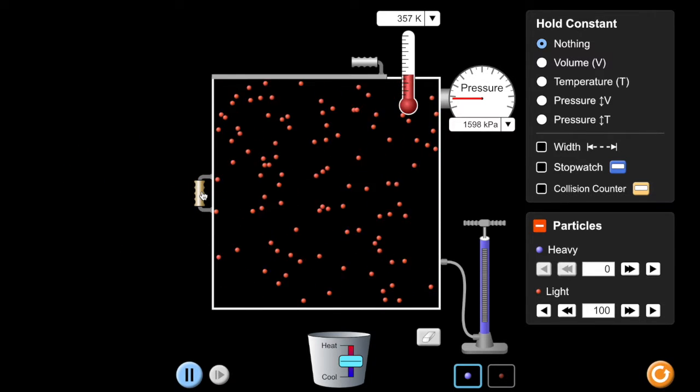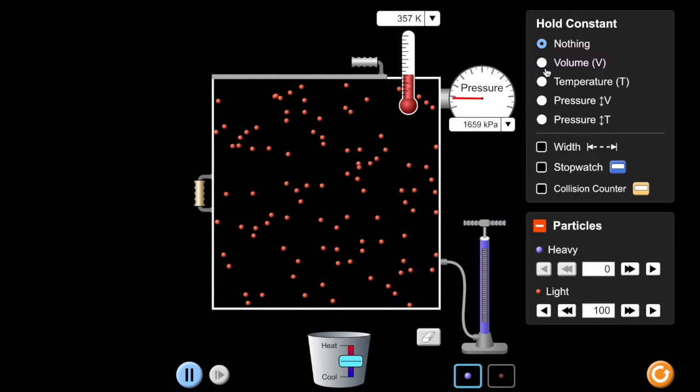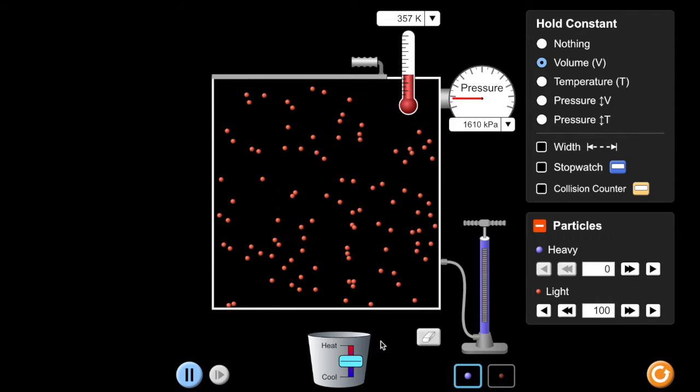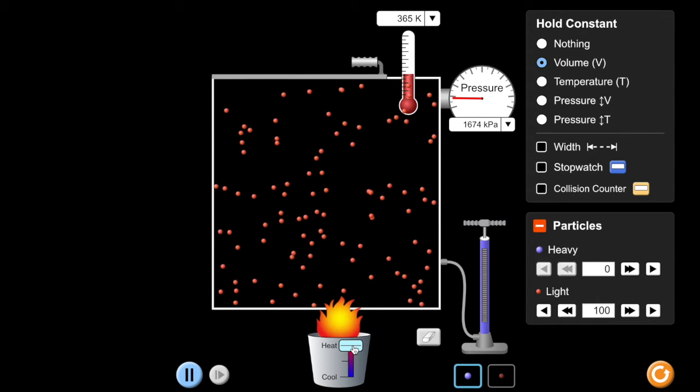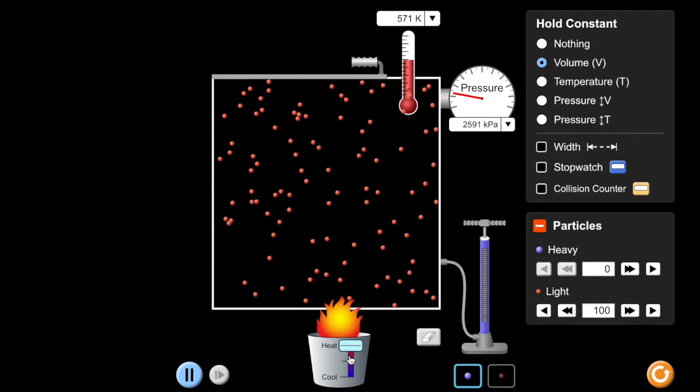Okay, so now let's look at what happens when we hold volume constant. We hold volume constant, and then we increase the heat here. You can see our temperature rises dramatically, as does our pressure.